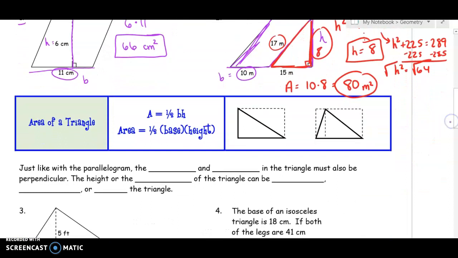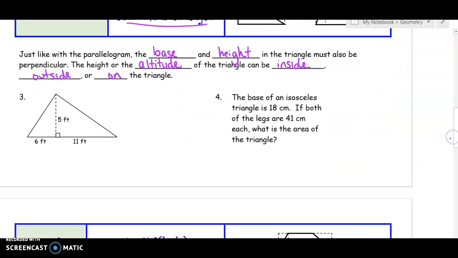Area of a triangle is 1/2 base times height. So very similar to the last formula. Now, just like with a parallelogram, the base and the height in the triangle must also be perpendicular. The height, or the altitude, of the triangle can be inside, outside, or on the circle. Altitude is the height. Now let me show you what I'm talking about.